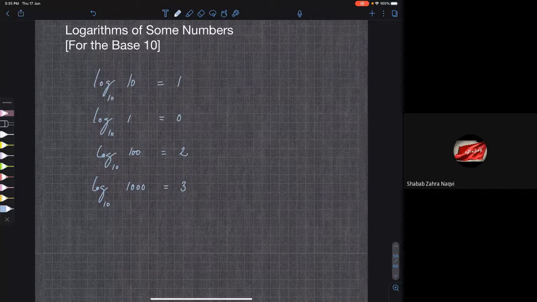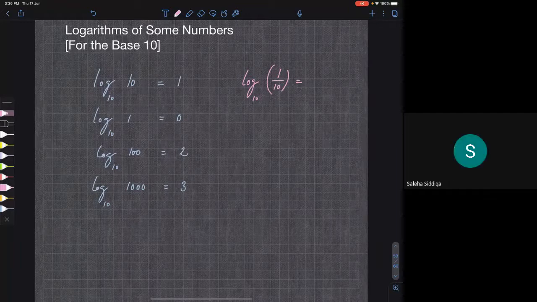So what is log of 1 by 10 to the base 10? Just think and tell. What raised to the base 10 gives you 1 by 10? Minus 1. It is minus 1. So log of 1 by 10 is minus 1.